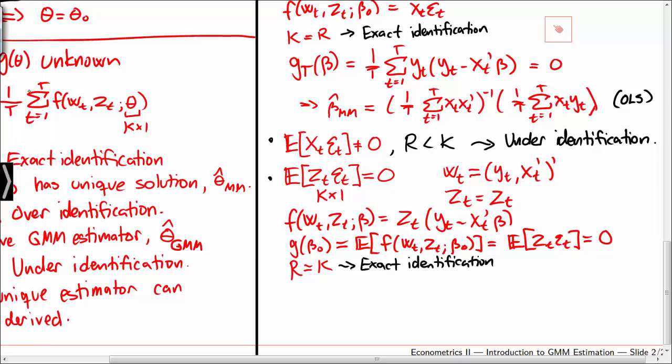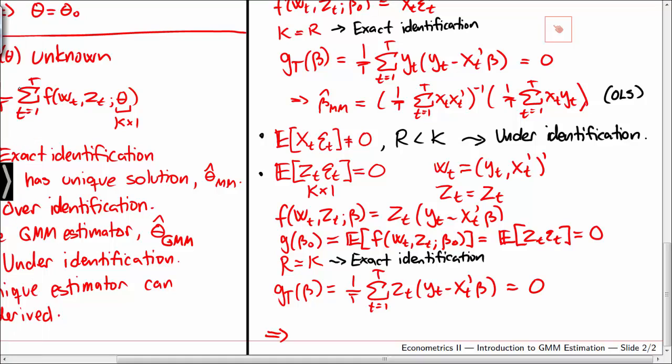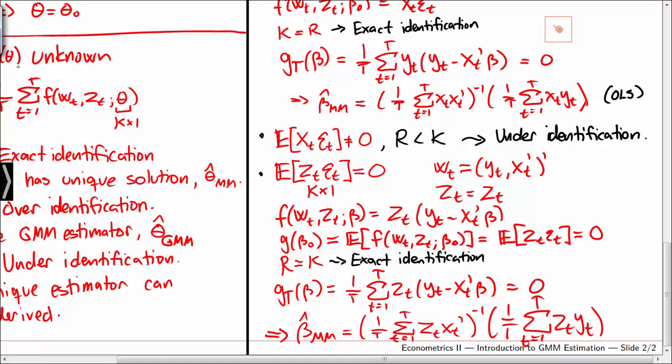We set up the sample moments, which are just given by the average of zt times the residuals. And setting these sample moments equal to 0, we get a k-dimensional equation system. Solving this, we get the method of moments estimator. Note that we have here assumed that the average of zt times xt prime is invertible, meaning that the instruments should be relevant. Note here that the method of moments estimator coincides with the well-known IV estimator.